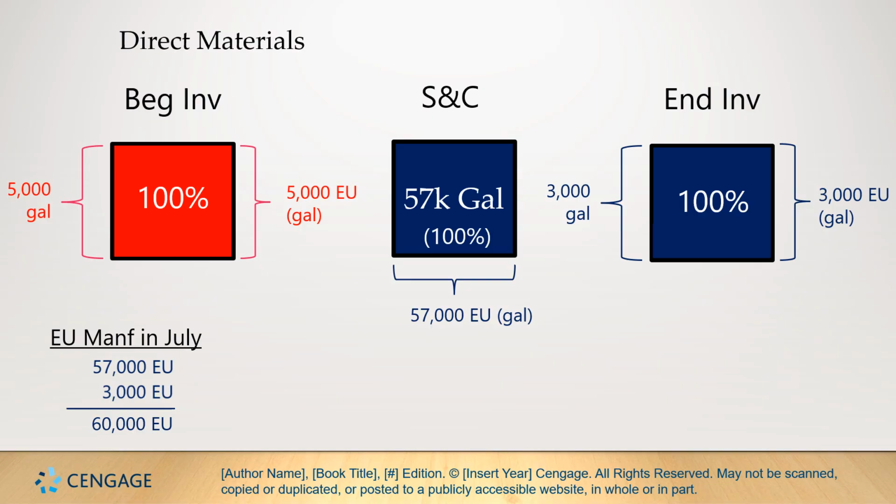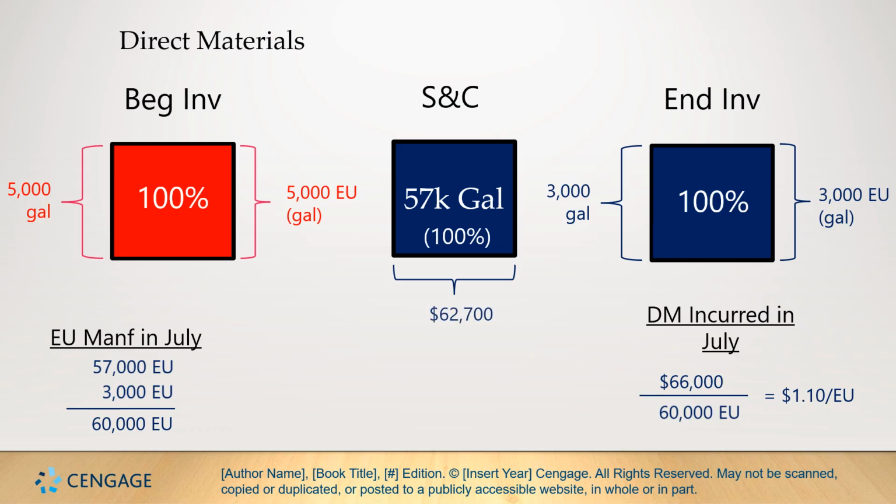We then take our direct material cost incurred in July and divide it by our equivalent units. We can then convert our equivalent units manufactured in July into dollar amounts by multiplying them by that cost per EU. Our dollar value for beginning inventory was already provided.